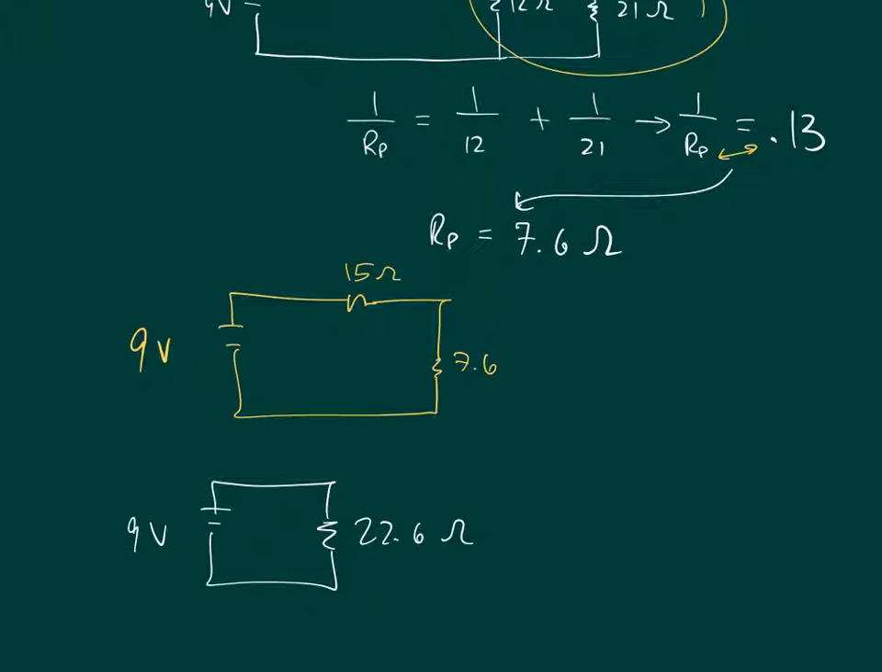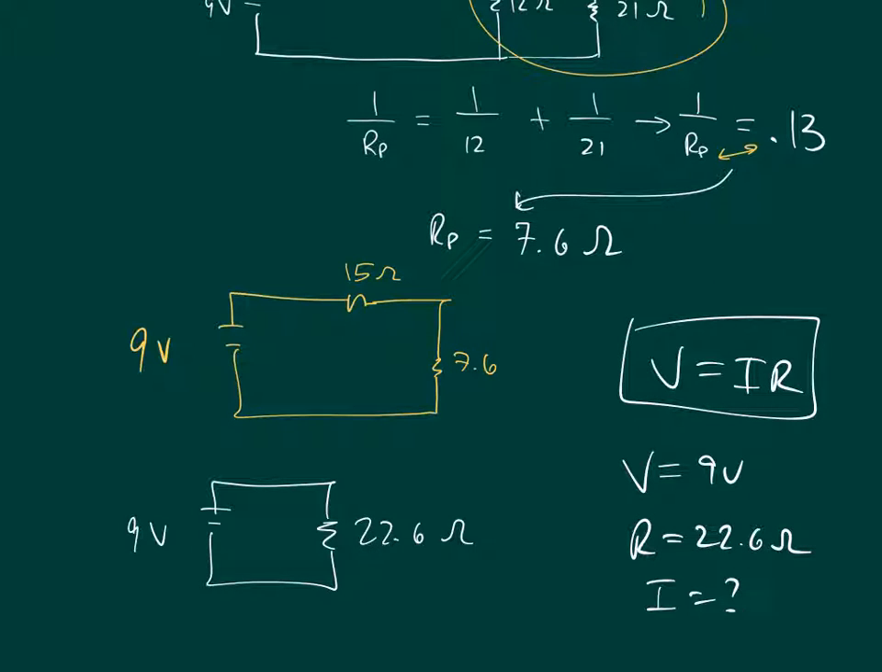Now, I've got the overall resistance of the network. I've got the overall voltage of the battery. What can I determine if I wanted to? Using Ohm's law, the current. Ohm's law is V equals IR. You've got the voltage. You've got the overall resistance now. You could find the current using, again, V equals IR. Be prepared to do something like that.